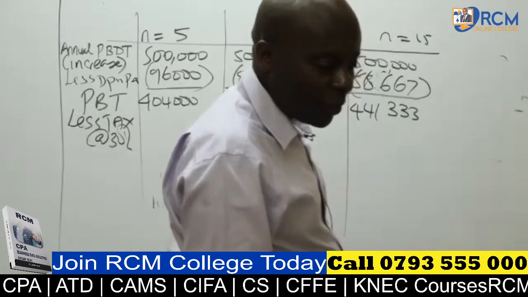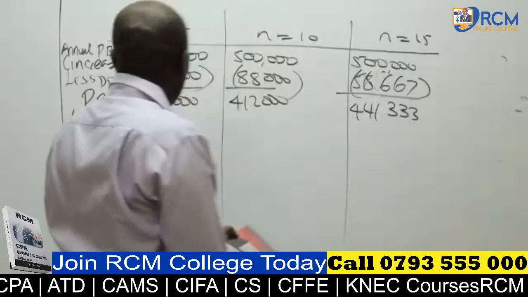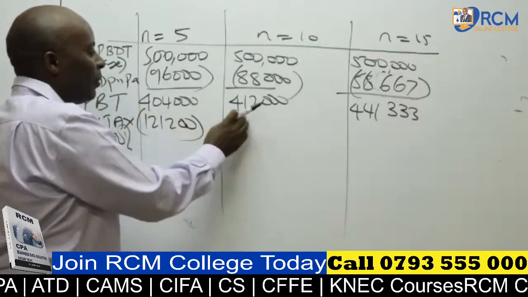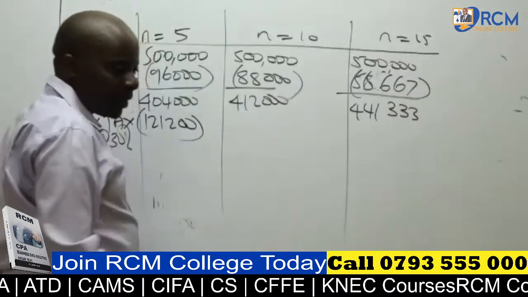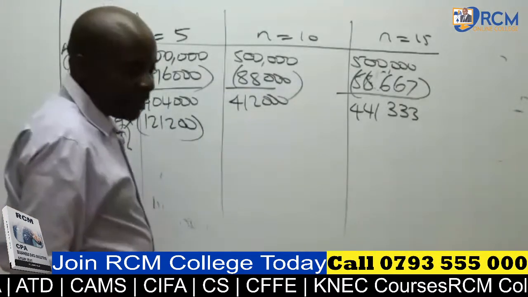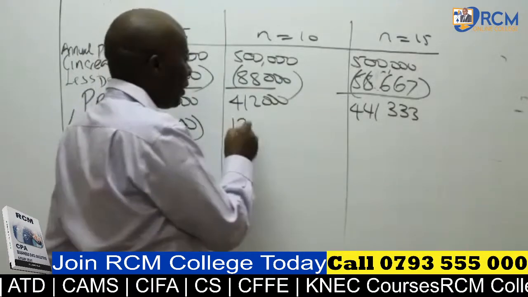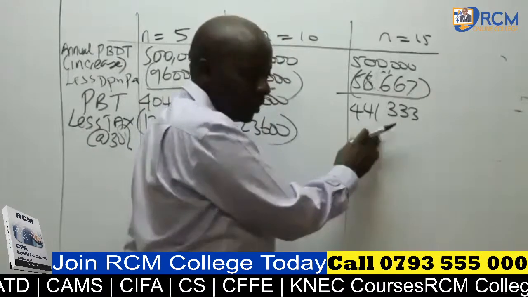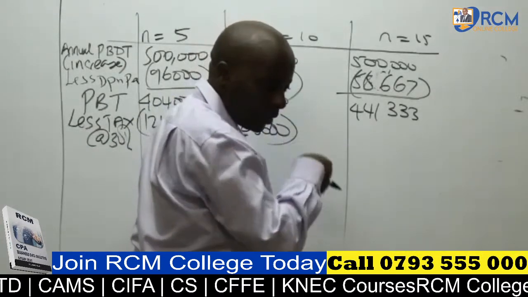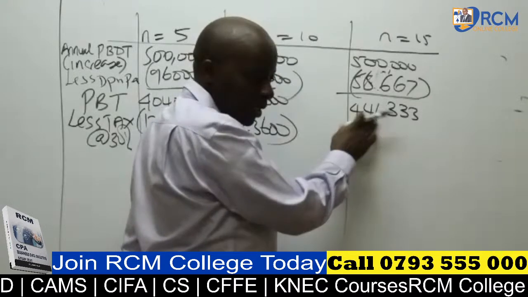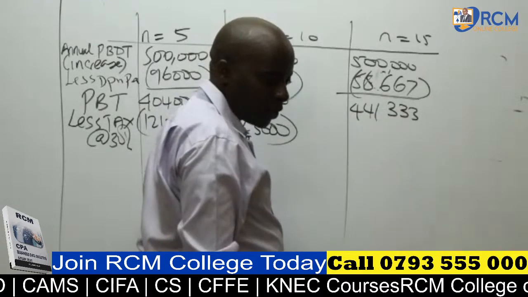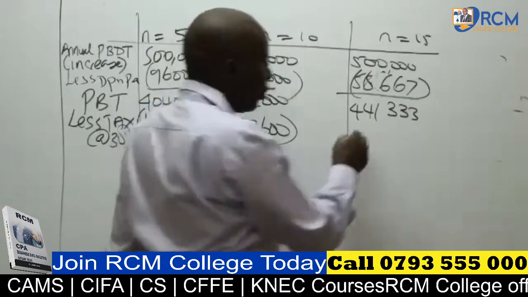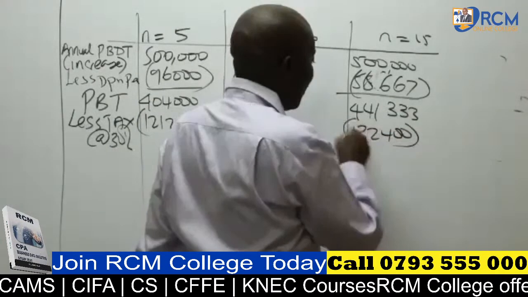Somebody's giving me a figure of 121,200 there. How about this one? The tax here. 123,600. How about the last one here, 30% of this? 132,400, approximately 132.